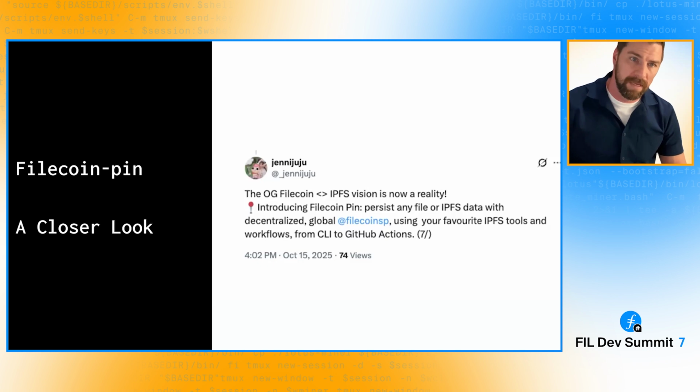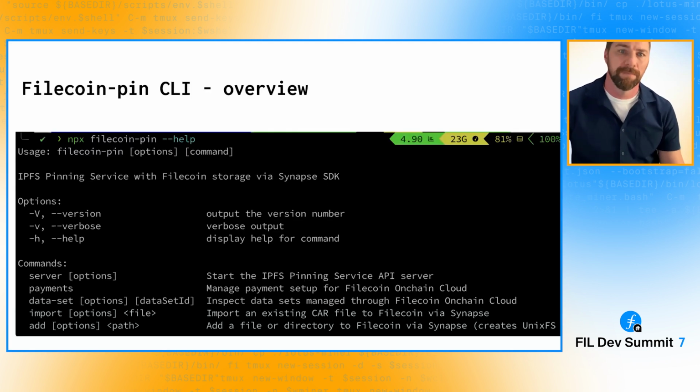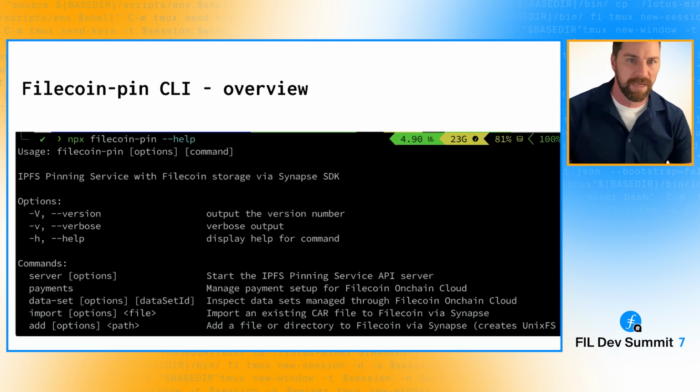So in these next few slides, I'm going to assume you've set up a wallet with funds, which we have some tools to do that, and there's documentation around doing that. So I'm not going to go into that. But if you just run npx filecoin-pin, ideally you install it globally first, but you can also npx --yes to just run it without fully installing it globally forever. But you can see all the commands available here.